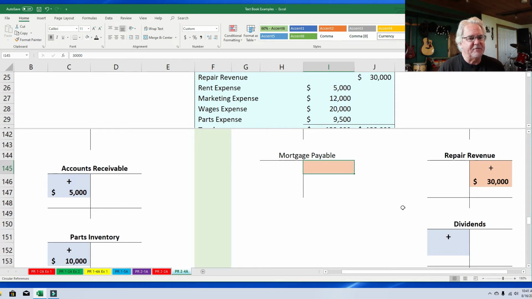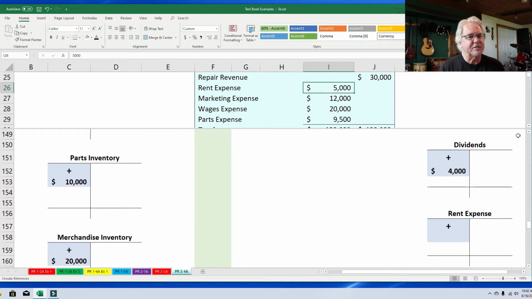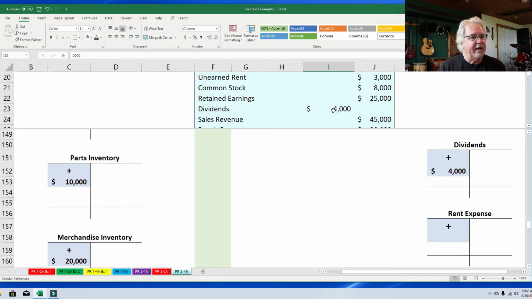So rent expense, $5,000. You'll see how that comes out. Now, rent expense is on the left-hand side, so make sure you put it on the left-hand side. I put that on the wrong spot. There's dividends. All right, I think I've got dividends here listed. There it is. All right, I skipped an account accidentally here. That's why you got to be careful. Dividends here, $4,000, and it's on the left-hand side. It's under the debits, so $4,000 on the left-hand side.